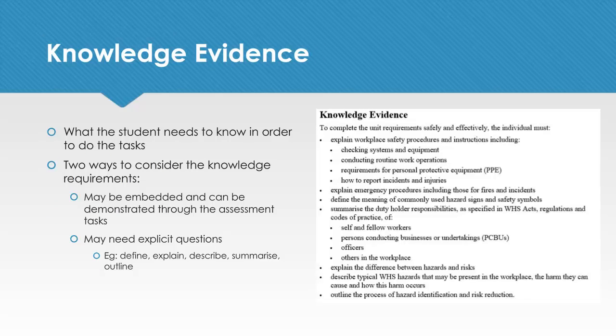In the knowledge section, it states what a student needs to know in order to do the tasks. There are two ways to consider the knowledge requirements. It may be that the knowledge is embedded in the task and can be demonstrated through the practical assessment. However, it may also require explicit knowledge, and this would need an activity so that the student could demonstrate their knowledge. For example, if words such as define, explain, describe, and summarize are used in the knowledge evidence section, you would need to have an activity such as short answer questions to ensure you cover these requirements.